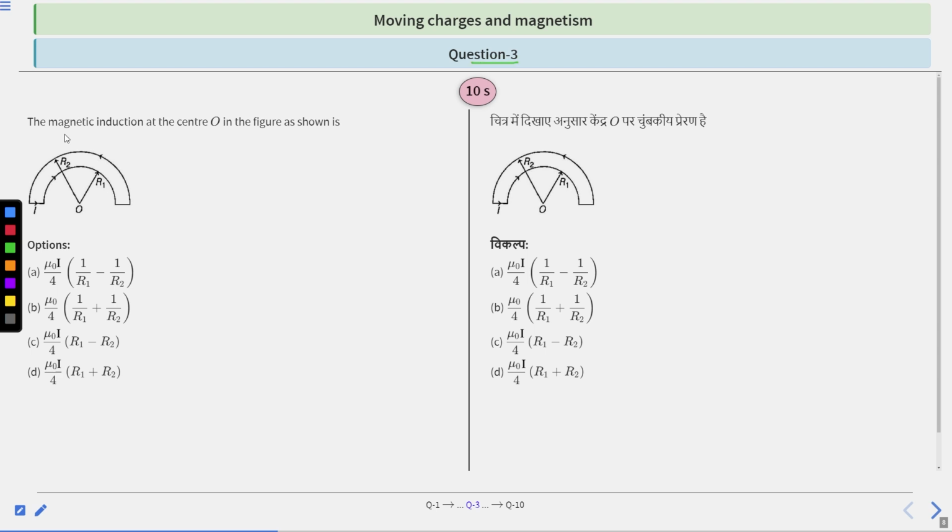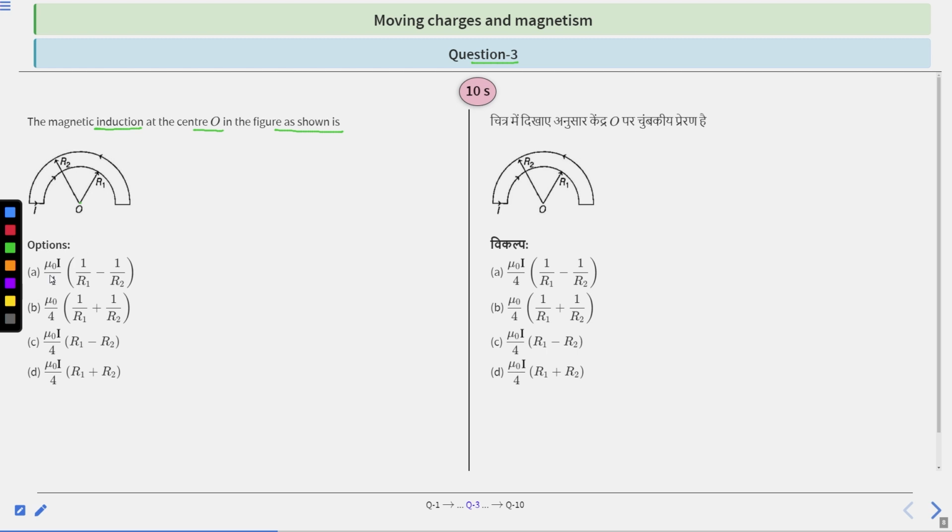Question 3. The magnetic induction at the center O in the figure as shown is what? This is the figure, and the question asks about the magnetic induction at center O. And this is the radius R1 for this loop, and this is radius R2 for this loop.